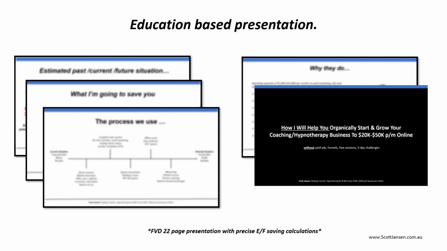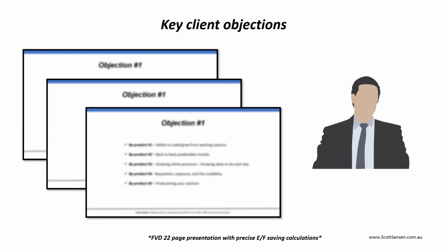They understand. Remember, the reason why people are saying no to you now, even at $50 or $100, is they just don't understand you. Okay, so we want to present something to them that is an education-based presentation. Also, part of the future value deck is we want to be breaking down client objections.